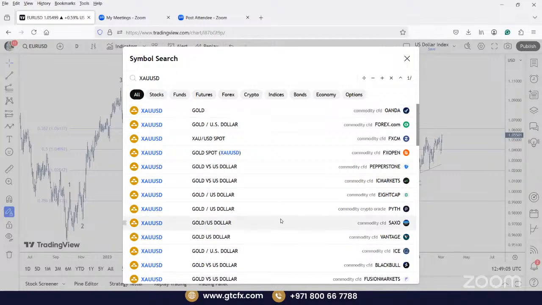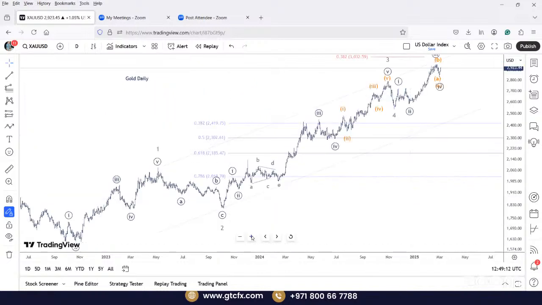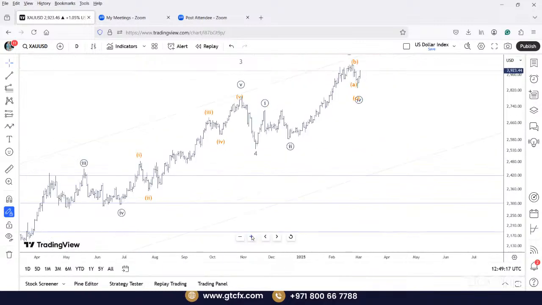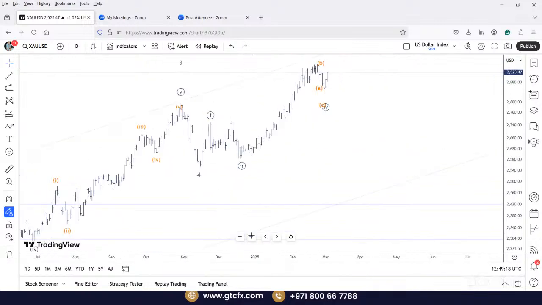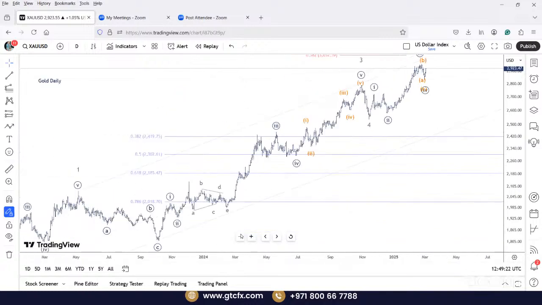Now, Gohar Khan, let's do the analysis for gold. This is the gold chart. I have already labeled this. This is what we do in the live sessions. Now, gold is primarily within a five-wave rally.